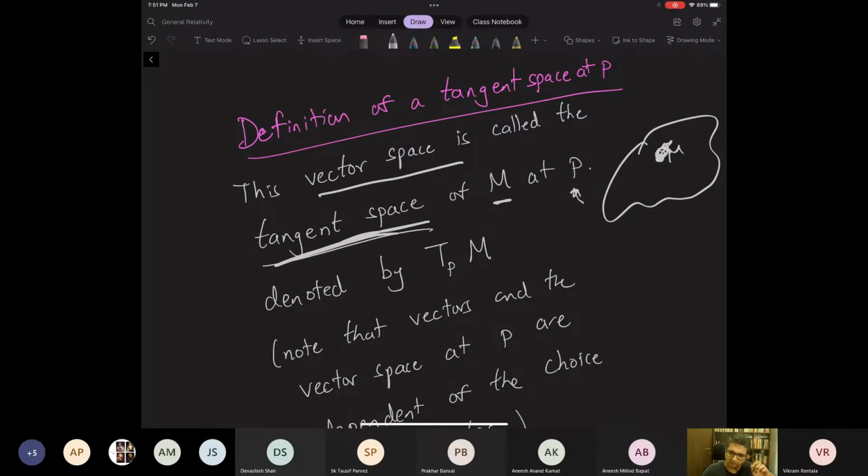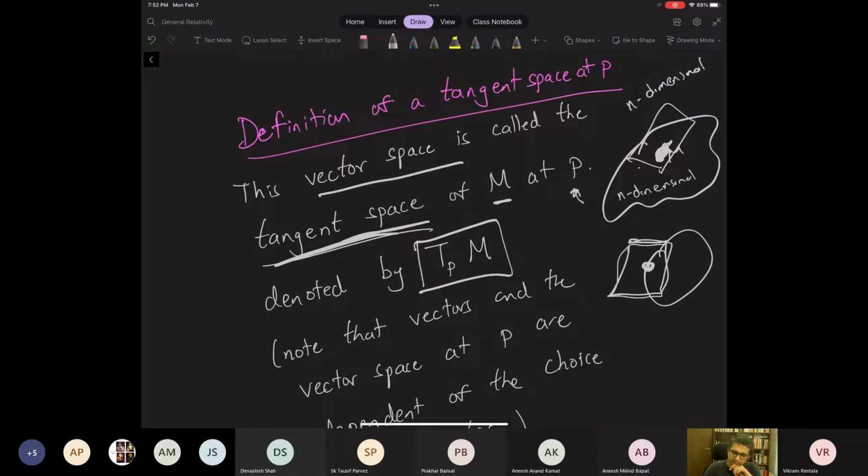You can think of this vector space as an independent space that's not part of the manifold. Similar to what we pictured before, where we had a tangent space like this on a sphere, you can picture it similarly in the sense that this tangent space will be n-dimensional if the manifold is n-dimensional. So for an n-dimensional manifold, you'll have an n-dimensional tangent space, and this tangent space will be denoted by T_p M. This is the tangent space at the point P on the manifold M.